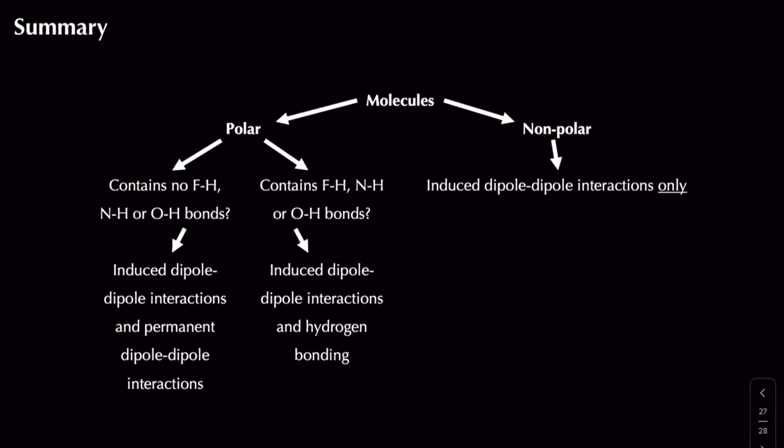Well, I look at it: is it a molecule to begin with? If the molecule's non-polar, the strongest intermolecular force we have is an induced dipole-dipole interaction only. Now, if the molecule's polar, we still have induced dipole-dipole interactions, but if it contains no FH, NH, or OH bonds and it's polar, it has induced dipole-dipole interactions, yes, but it also has a stronger one, which is permanent dipole-dipole interactions. If it does contain FH, NH, or OH bonds, then it's got, yes, still induced dipole-dipole interactions, but it has the strongest intermolecular force, which is hydrogen bonding as well.